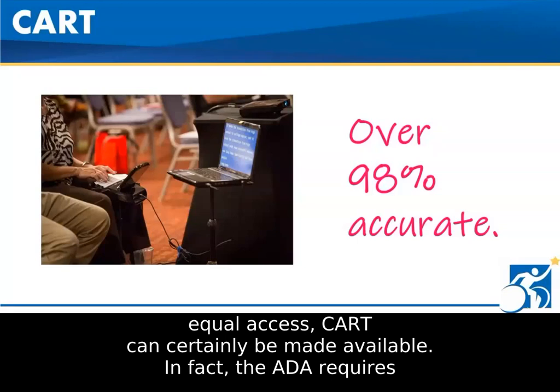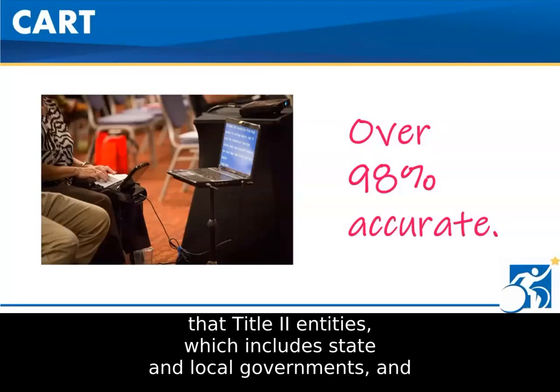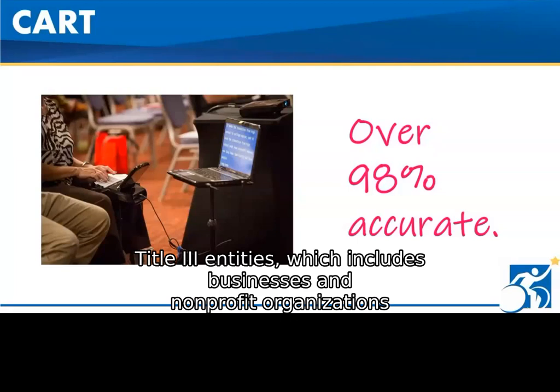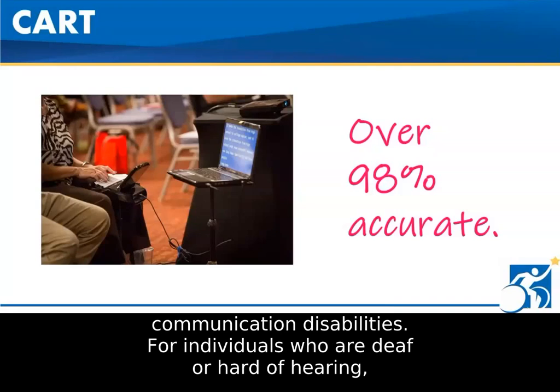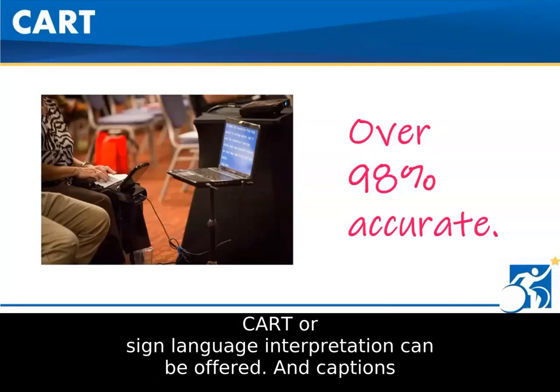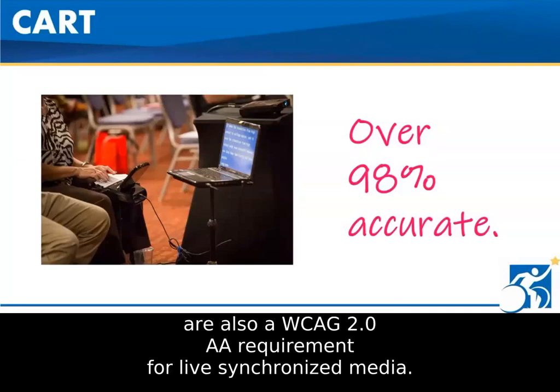In fact, the ADA requires that Title II entities, which include state and local governments, and Title III entities, which includes businesses and nonprofit organizations that serve the public, communicate effectively with people who have communication disabilities. For individuals who are deaf or hard of hearing, CART or sign language interpretation can be offered. And captions are also a WCAG 2.0 AA requirement for live synchronized media.